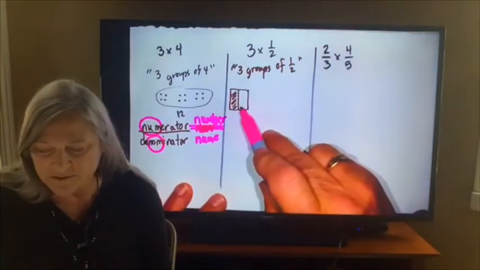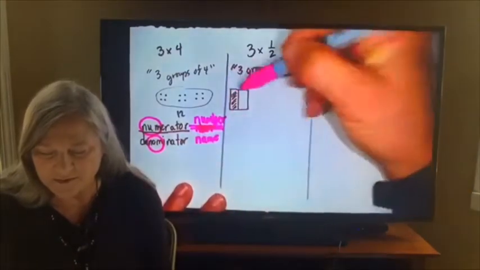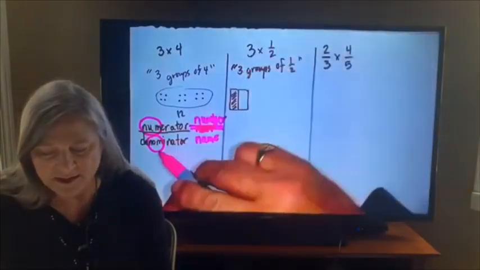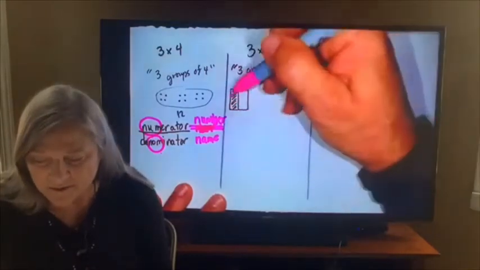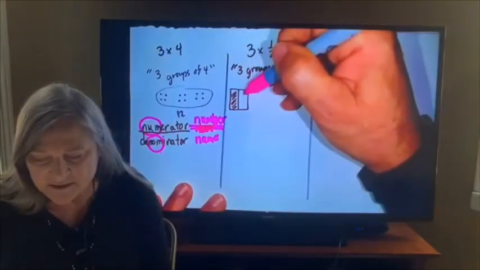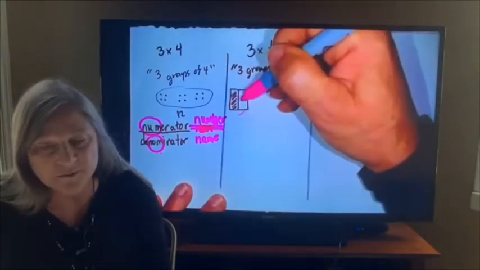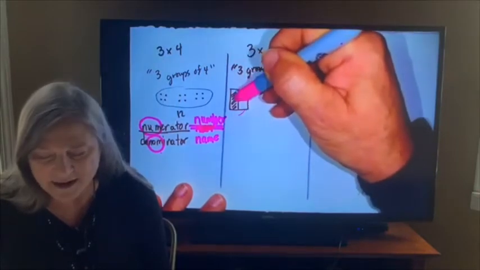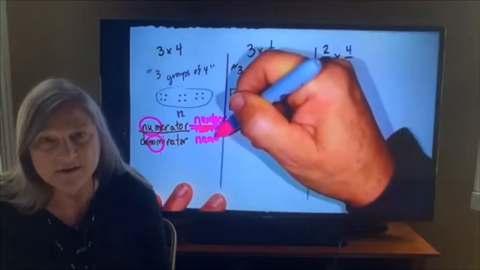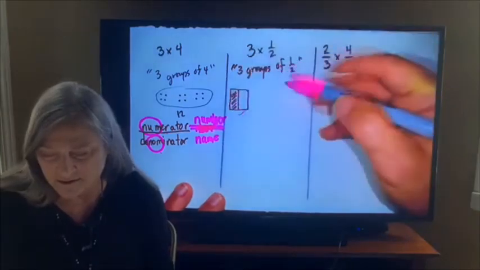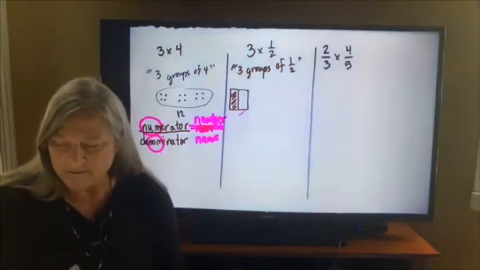So if we look at this one here, the number, the num, is 1. One of them is colored. And the name of that 1, remember, how do we name each of these pieces? Well, it's a whole that's broken into 2 parts. So this is 1/2. 1 out of the named halves. Okay, so we have that 1/2.